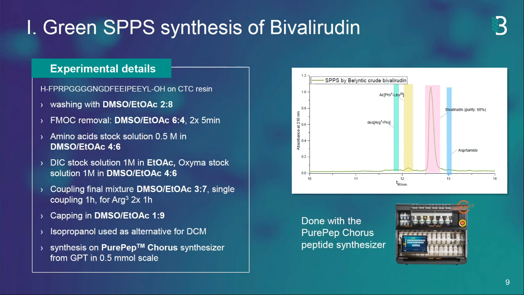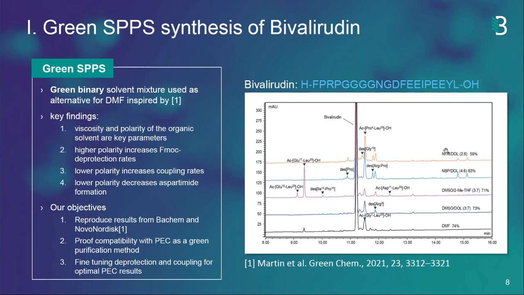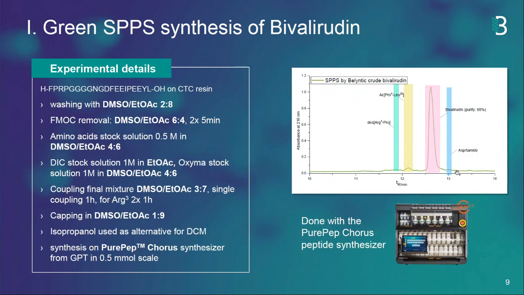And finally, isopropanol was used as an alternative to DCM for washing. The whole synthesis was carried out in a PurePep Chorus synthesizer, as shown here, at 0.5 millimole scale. In the right-hand side chromatogram, we could not only reproduce the result, we even got better purity. We could increase the purity from 74% to 88%.